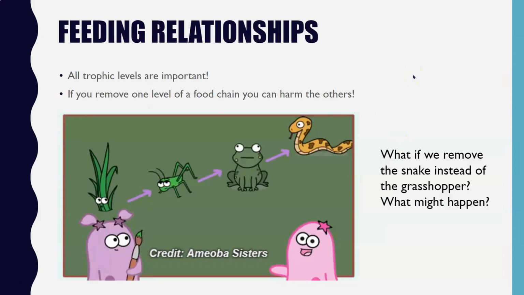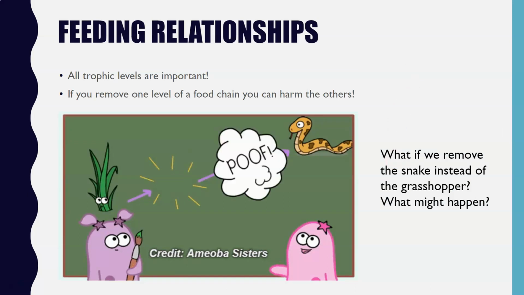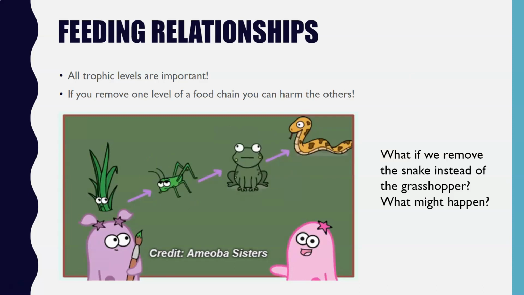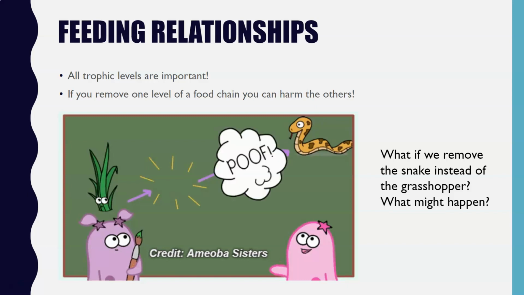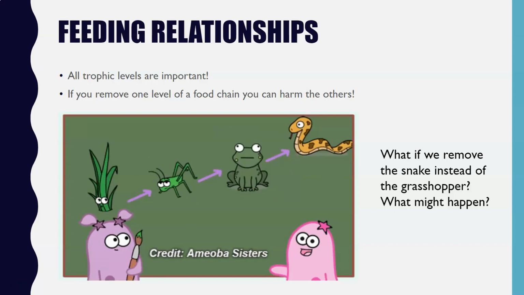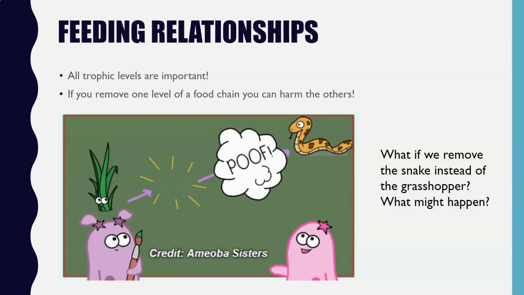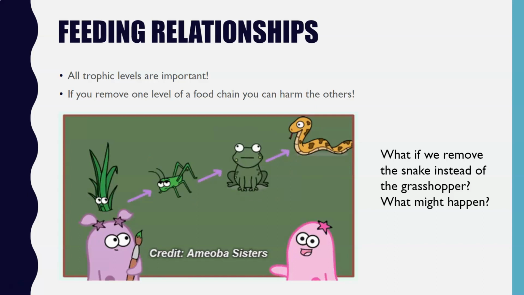So all trophic levels are important. If you remove one level of a food chain, you can do harm to others. Say if you remove the snake instead of the grasshopper, you are going to see an increase in grasshoppers and an increase in frogs, because frogs are definitely going to increase because there's no predator to feed on them. All right, but if you remove the grasshopper, you notice that the food chain gets broken down.